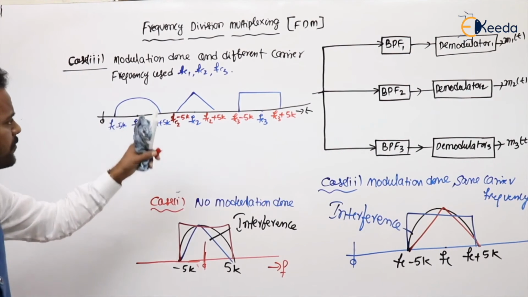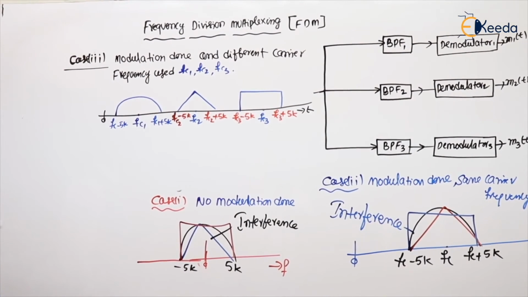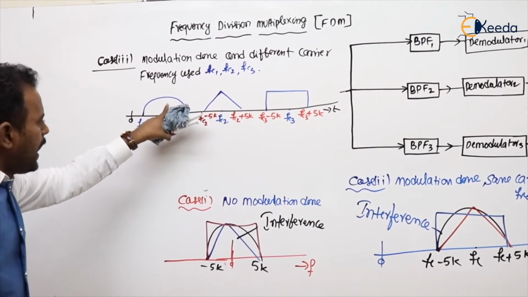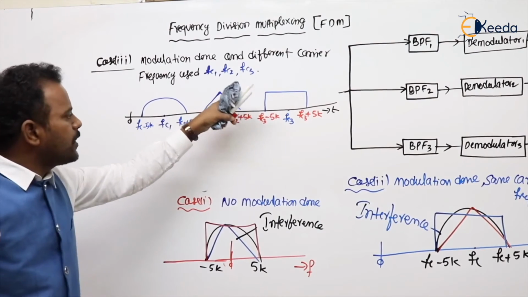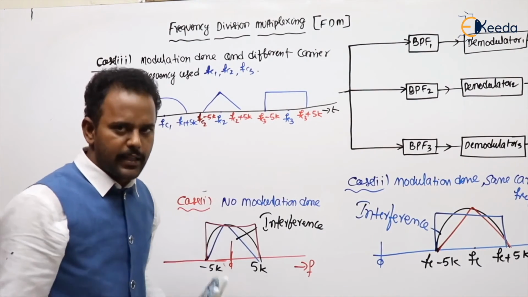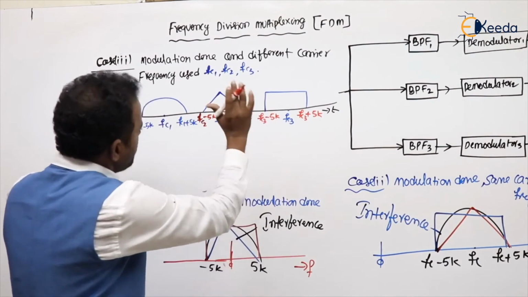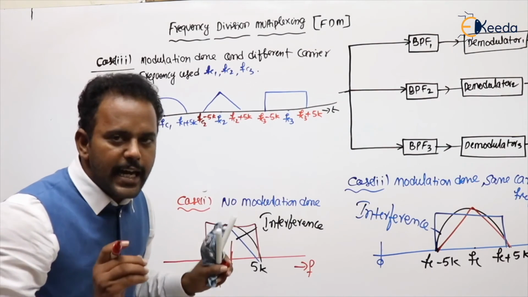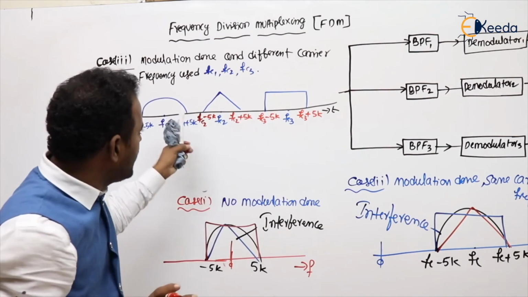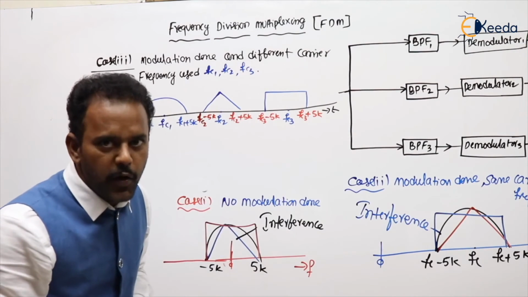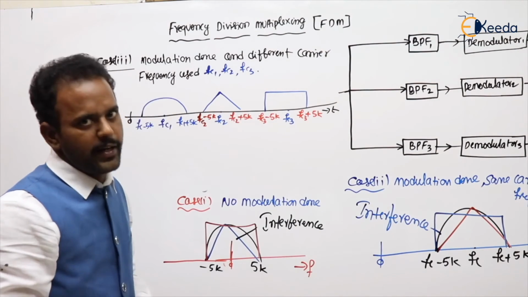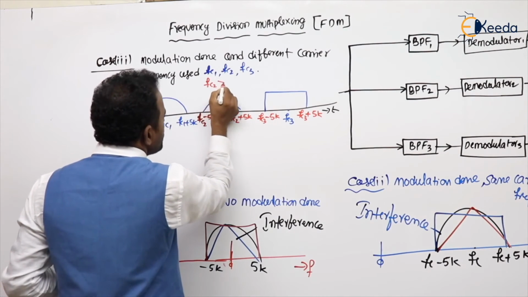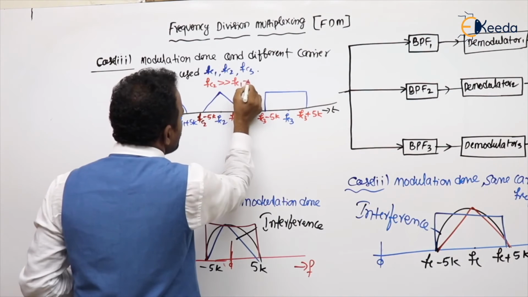How to select this FC1, FC2, FC3 we will see. But anyhow, try to understand. I take FC1, FC2, FC3 in such a manner that I got the spectrum like that. If I got the spectrum like that, is there any interference effect, sir? No. All are well separated. And I can also say here, this FC2 is far greater than FC1 plus 10K.